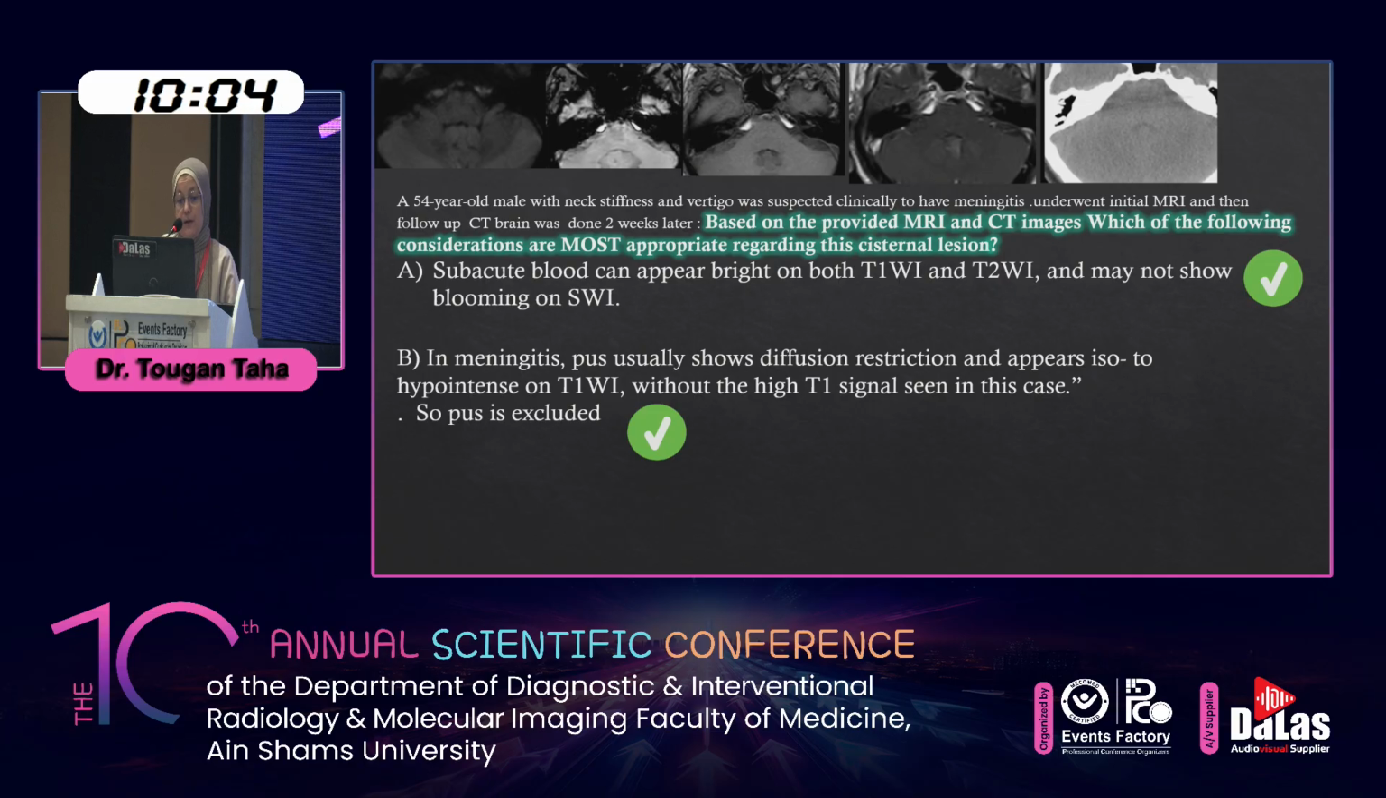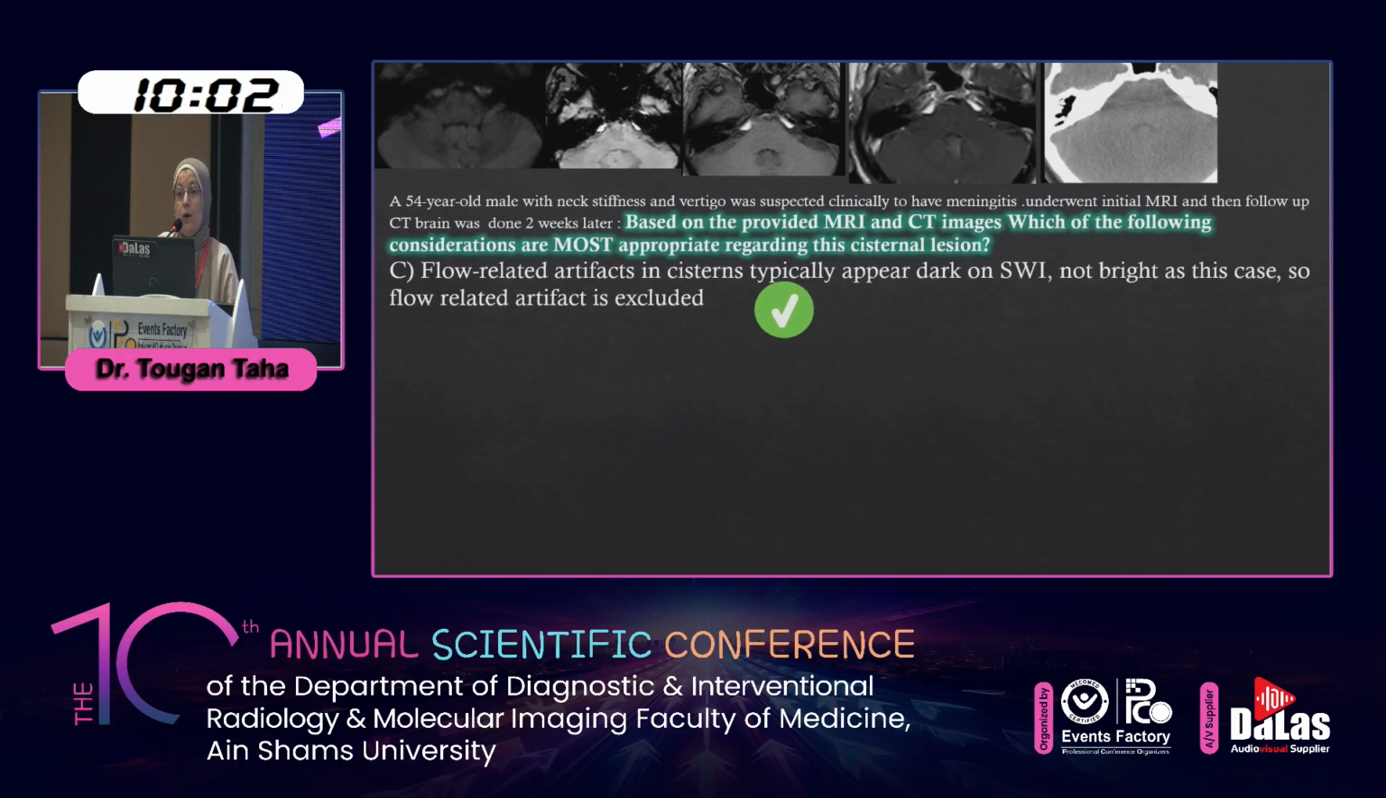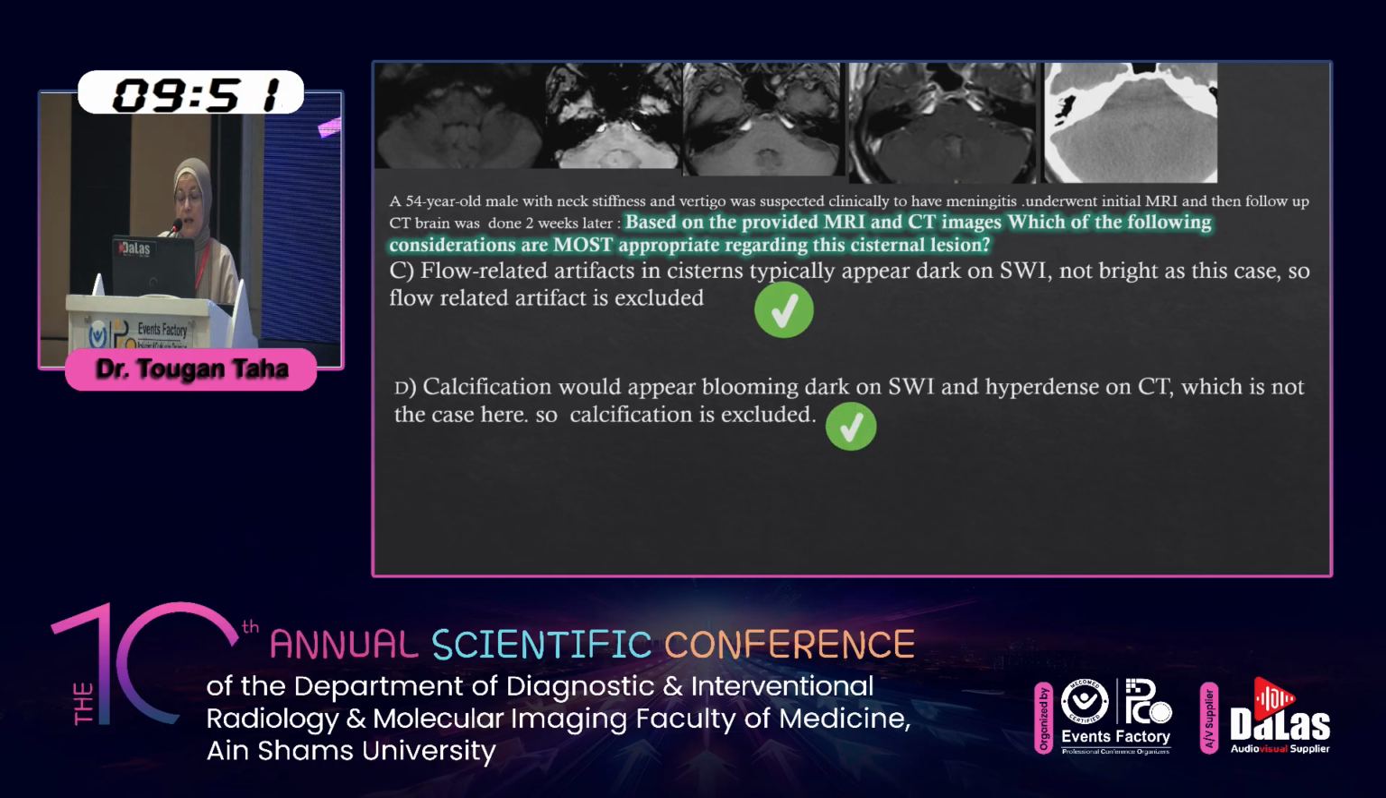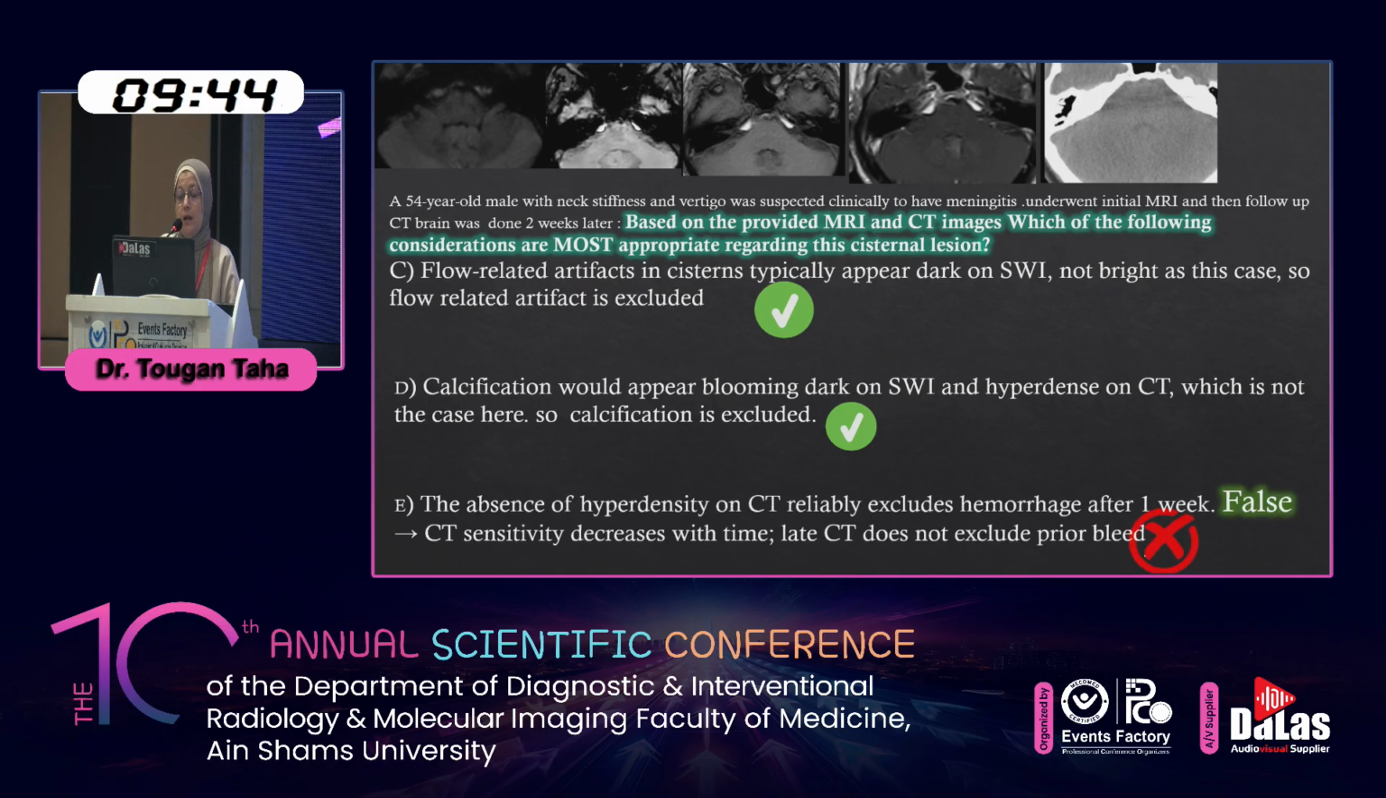Pus was excluded in this case as it is iso or low and not high as seen in this patient. Flow related artifact also was excluded as it should be dark on SWI and not high in this case. Calcification also was excluded. It should bloom and it should be hyperdense on CT. The only incorrect or false statement is that the absence of hyperdensity on the CT reliably excludes hemorrhage after 1 week. As CT sensitivity decreases with time, late CT doesn't exclude prior hemorrhage.